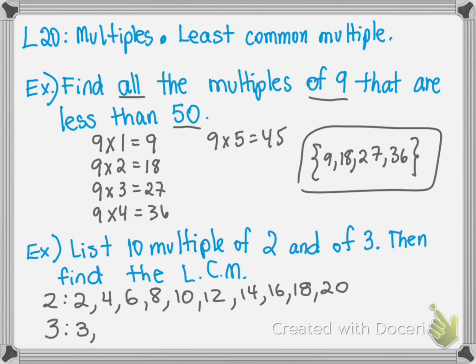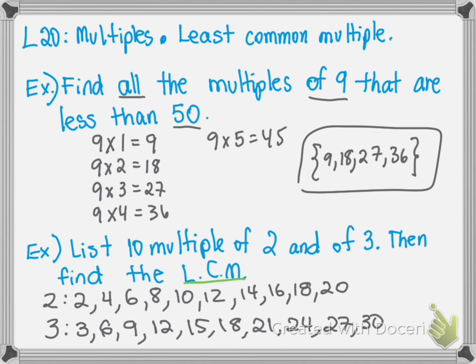3 times 1 is 3, times 2 is 6, times 3 is 9, times 4 is 12, times 5 is 15, times 6 is 18, times 7 is 21, times 8 is 24, times 9 is 27, and times 10 is 30. Now notice that after they ask for us to find the multiples, they also ask for us to find the LCM. So what is the LCM? Well, the LCM stands for least common multiple and is the smallest multiple that is common between two numbers.